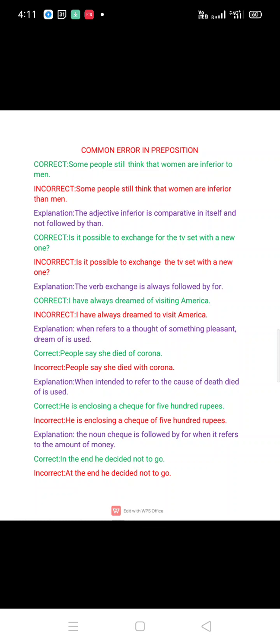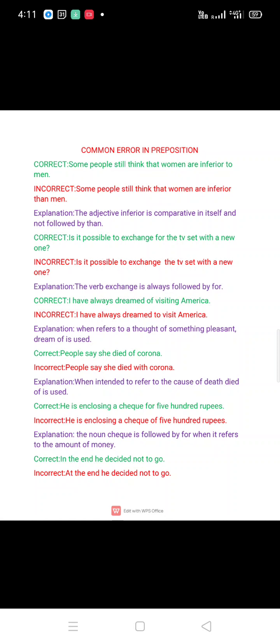some people still think that women are inferior to men. This is the correct sentence. Okay, if you say some people still think that women are inferior than men, it's incorrect. Superior than, inferior than, it is incorrect. Superior to, inferior to. Okay, why is it incorrect? Because the adjective inferior is comparative in itself, and so not followed by than.